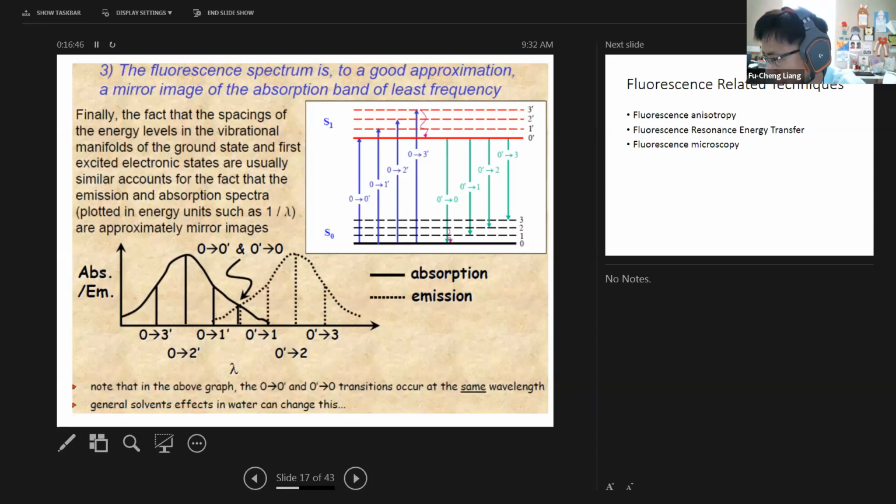So that's why the 0 prime to 0 is going to overlap with your absorbance. But your 0 prime to 1 is going to have a longer wavelength than absorbance, because this 0 to 1 prime energy gap is a little bit smaller than absorbance. And 0 to 2 prime is going to move longer and longer because the energy gap gets smaller and smaller. That's the reason why in the end you will see a mirror image between absorbance and the fluorescence emission spectrum, because of the different energy levels for this particular molecule. All right, so this is the reason why the fluorescence usually has a mirror image of the absorbance spectrum.